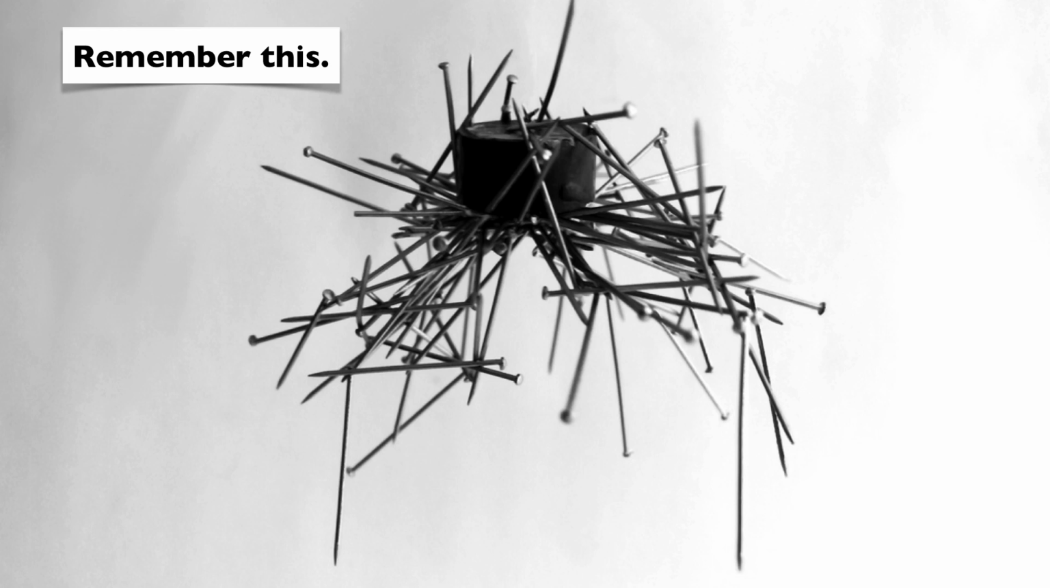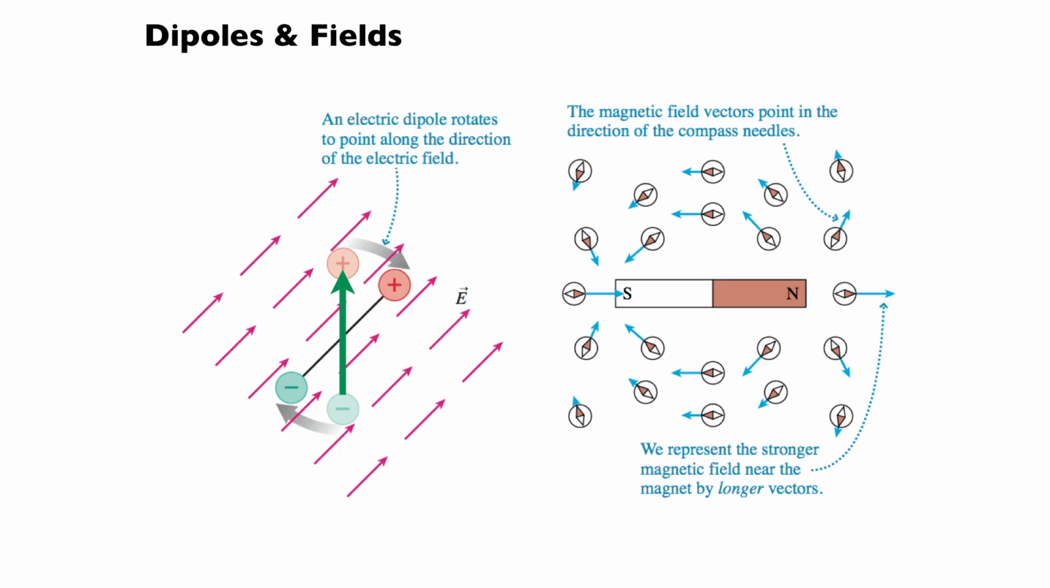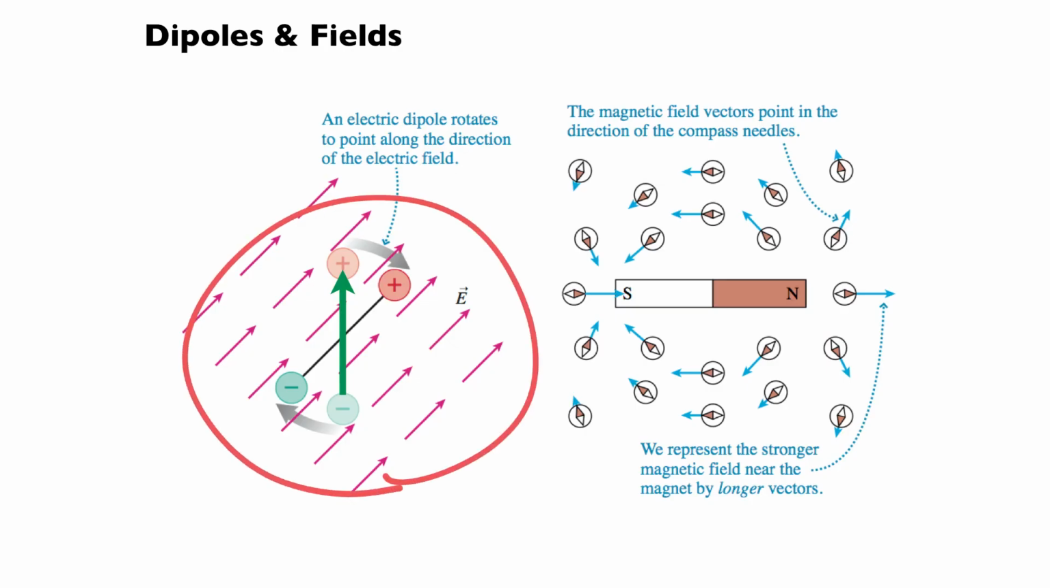And the same thing happens with magnetism. If I have magnetic dipoles, they will line themselves up with the magnetic field, and they'll be attracted to where the field is stronger. And that's ultimately why things stick to magnets. That's one of the things we're going to talk about this week. Now, electric dipoles will line up with an electric field.